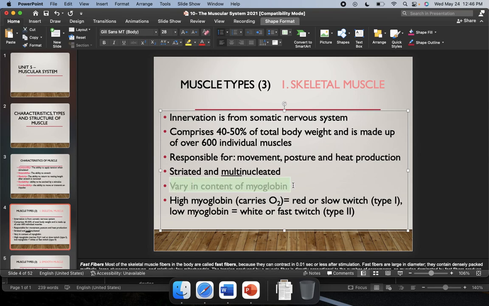Skeletal muscle can vary in content of myoglobin. If a muscle has high myoglobin content, we call it a red or slow twitch fiber type 1. If a skeletal muscle has low myoglobin content, it is a white or fast twitch fiber type 2.